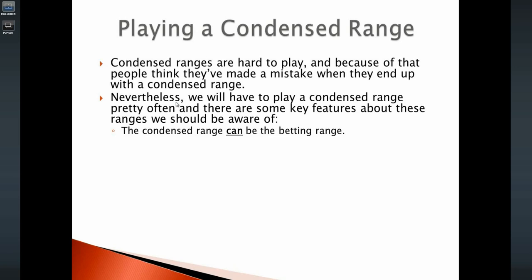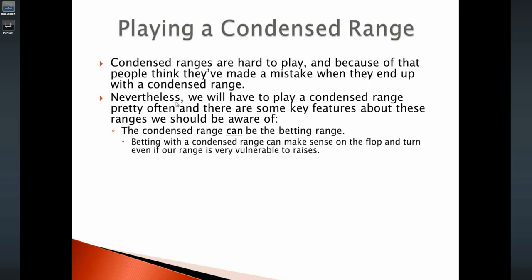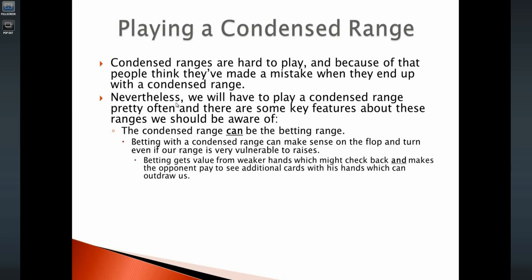This is something that when you talk about sort of abstract theory, you're not going to talk about very often. You're used to the player that's betting has a range of strong value hands and air. You're not used to the mostly medium strength range being the betting range, but a condensed range can be the betting range. Betting with a condensed range can make sense on the flop and turn even if our range is very vulnerable to raises. Betting gets value from weaker hands which might check back, and makes the opponent pay to see additional cards with his hands which can outdraw us.